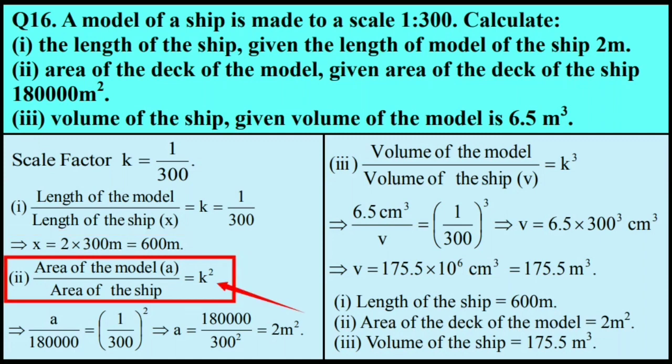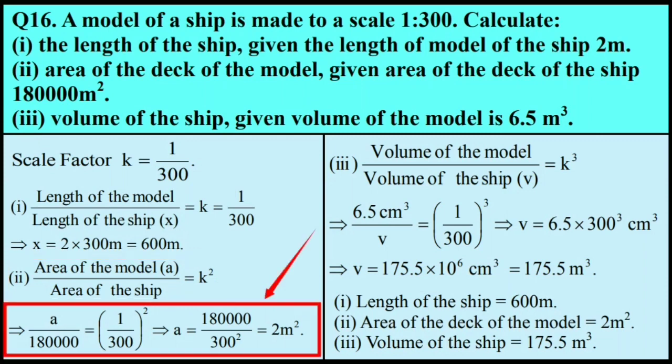Point number 2, area of the model divided by area of the ship is equal to the square of the scale factor. In the relation, K is replaced with 1 by 300 and area of the ship is replaced with 1,80,000 meters square. And finally, the area of the deck of the model is 2 meters square.